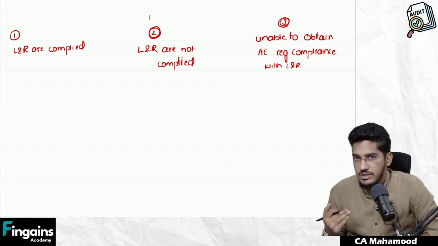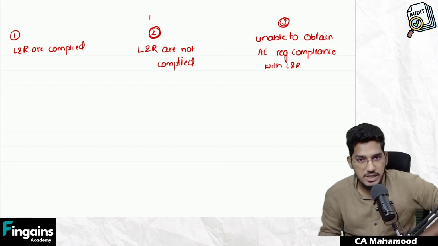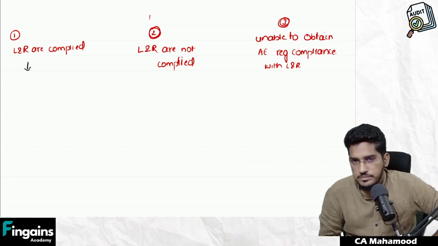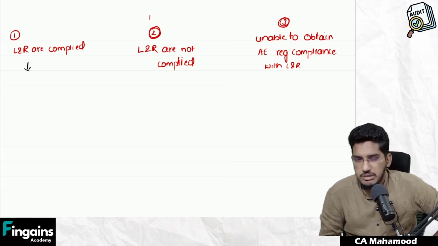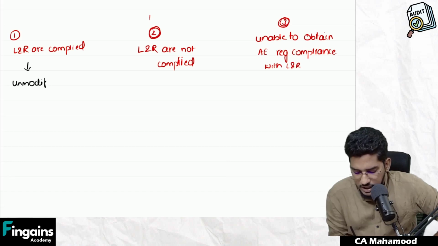So now let us try to understand the impact on the auditor's opinion in each case. First, we will talk about the first case. If you came to know that all the laws and regulations are complied, there is no non-compliance, what opinion will you give? Will you modify your opinion or will you give an unmodified opinion? I will give an unmodified opinion here.